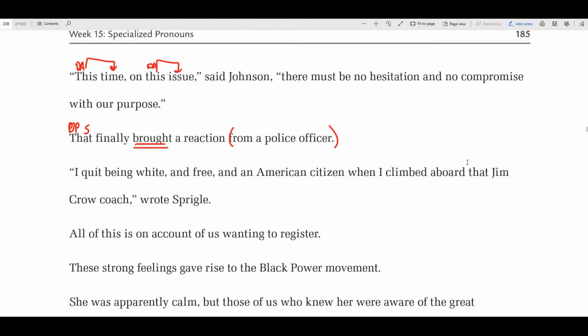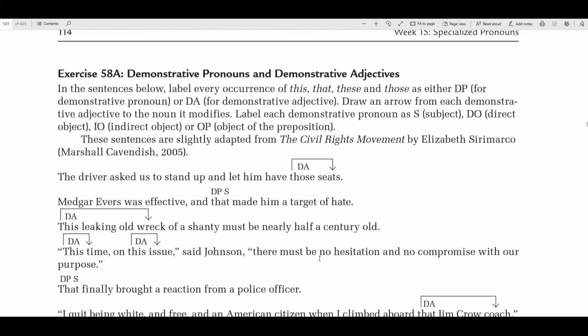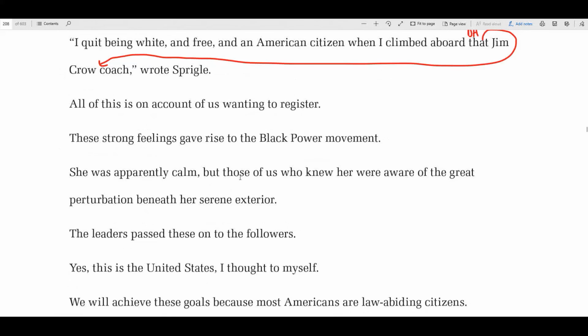Crow coach. Actually, just coach. I believe that would be correct. Yeah. Okay. "All of this is on account of us wanting to register." Okay, this. Okay. Look right here.